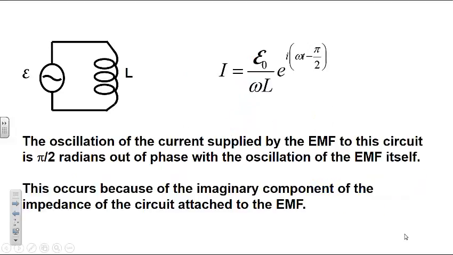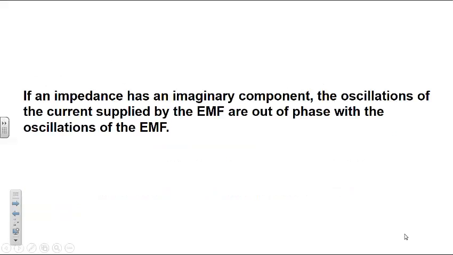The oscillation of the current supplied by the EMF to this circuit is pi over 2 radians out of phase with the oscillation of the EMF itself. This occurs because the impedance of the circuit attached to the EMF has an imaginary component. Recall that if an impedance has an imaginary component, the oscillations of the current supplied by the EMF are out of phase with the oscillations of the EMF.